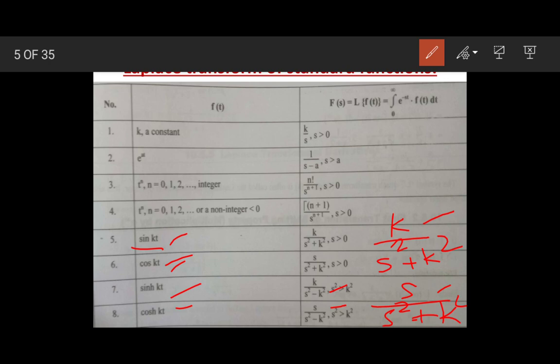So what is the difference between circular and hyperbolic functions? In their Laplace transforms, the denominator of a circular function has a plus sign, and in a hyperbolic function the denominator has a minus sign. That is the difference between the circular and hyperbolic Laplace formulas.